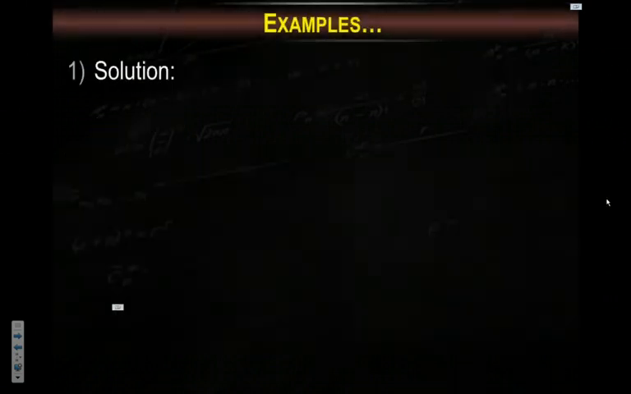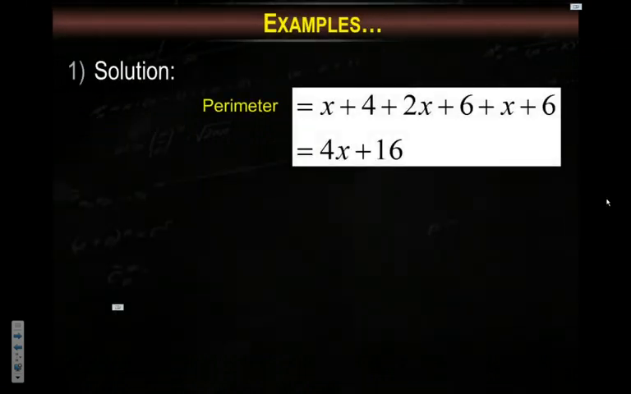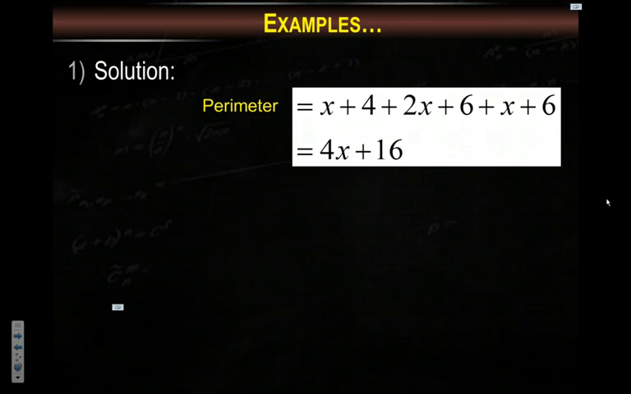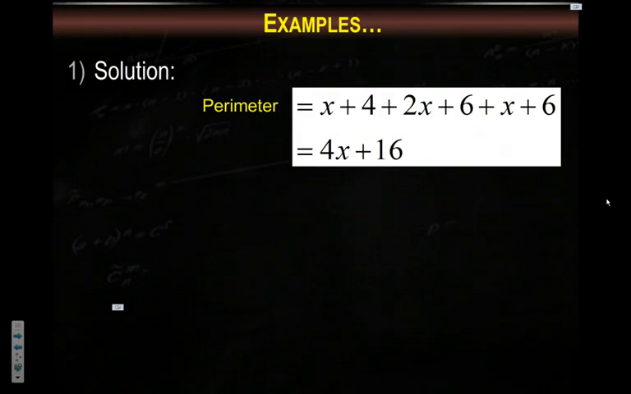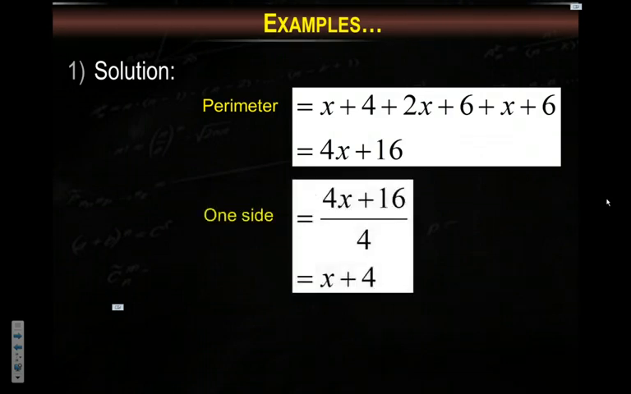Well, the perimeter of the triangle is all 3 sides added up. If I take all those and add them up, I could simplify that down to 4x plus 16. Now wait a minute. If the entire perimeter is 4x plus 16, and now I have a square, what's each side going to be? Each side is going to be that divided by 4: x plus 4. Okay? Watch it. That was a tricky one. I wanted to throw that one in just as a tricky one.